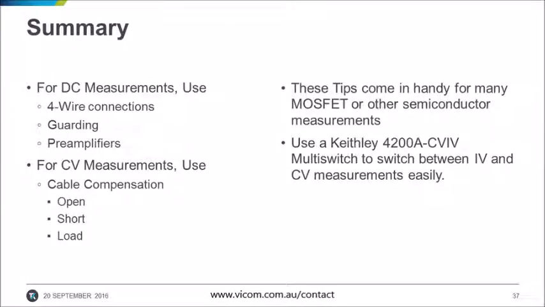In summary, for our DC measurements, make sure to use 4-wire connections, guarding, as well as preamplifiers. For CV or AC measurements, we talked about cable compensation, open, short, and load compensation. And these tips can come in handy greatly for MOSFETs or other semiconductor measurements, as well as just general measurements around the lab. Finally, we also talked about using a Keithley 4200A CVIV multi-switch to switch between IV and CV measurements easily and to simplify prober measurements.